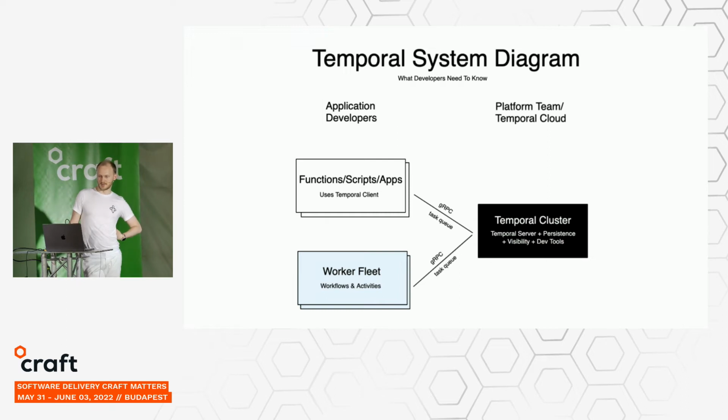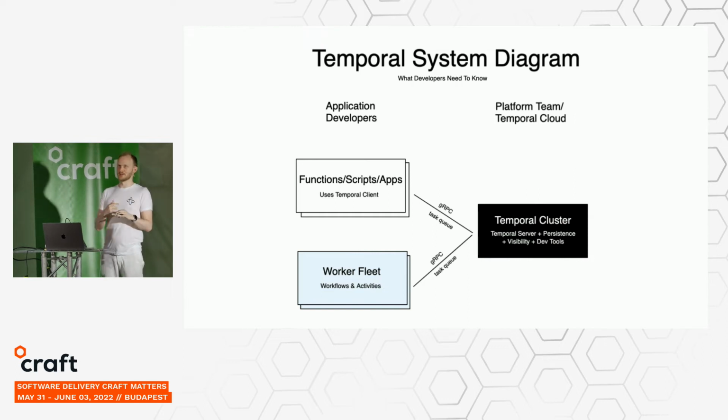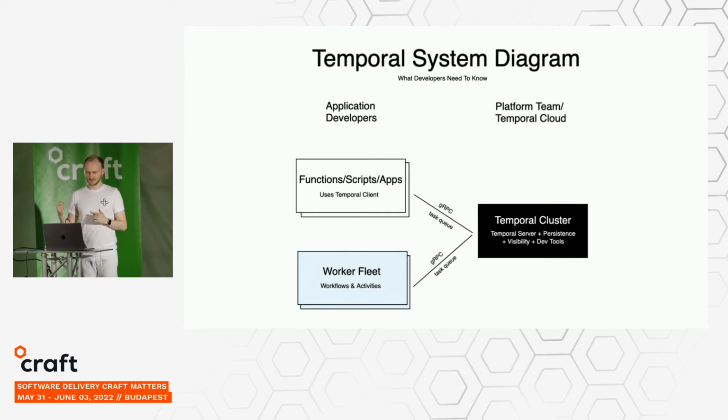So we touched on this a little bit before, but the Temporal system has 3 different parts. There's the client that we use to start the workflow. Then there's the cluster, so the client talks to the cluster. The cluster has a number of horizontally scalable services inside of it, and a Cassandra cluster. And then there's a worker fleet. The worker fleet has the code for the workflows and the activities, and it polls the cluster for any new tasks on a certain queue.